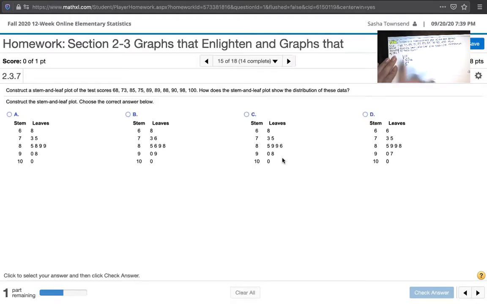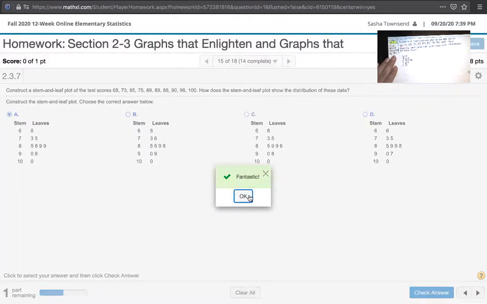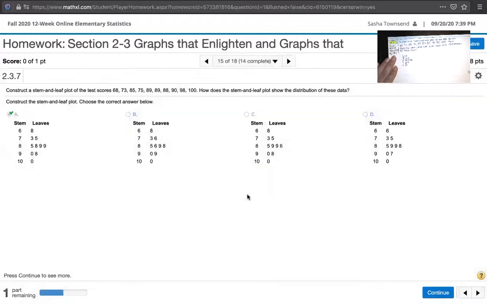I'm looking for 85899. I think it might be this one. We have 68, 735, 85899, 908, and 100. Now, typically the leaves are written in ascending order. So you want your smallest leaf first, and then all of those are going to increase as you go farther to the right. So this is the one. Check answer. Yep, MyLab Statistics likes that.